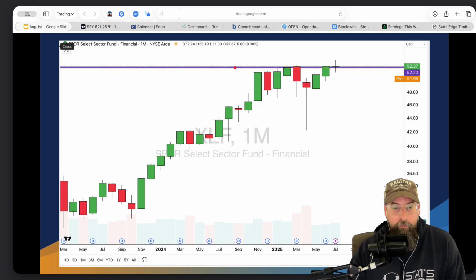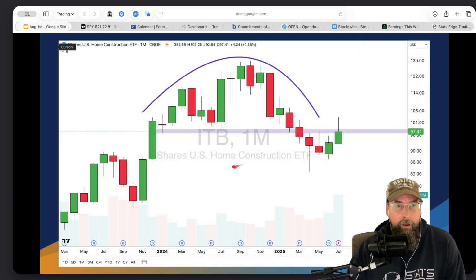He owns a lot of financials, and financials you can look at, not really overbought and just hanging out near these all-time highs. They didn't get through those all-time highs on a monthly basis and actually put in a doji last month, which is an indecision type candle. So I would not be surprised to see a push up here in financials if we get a break of that high.